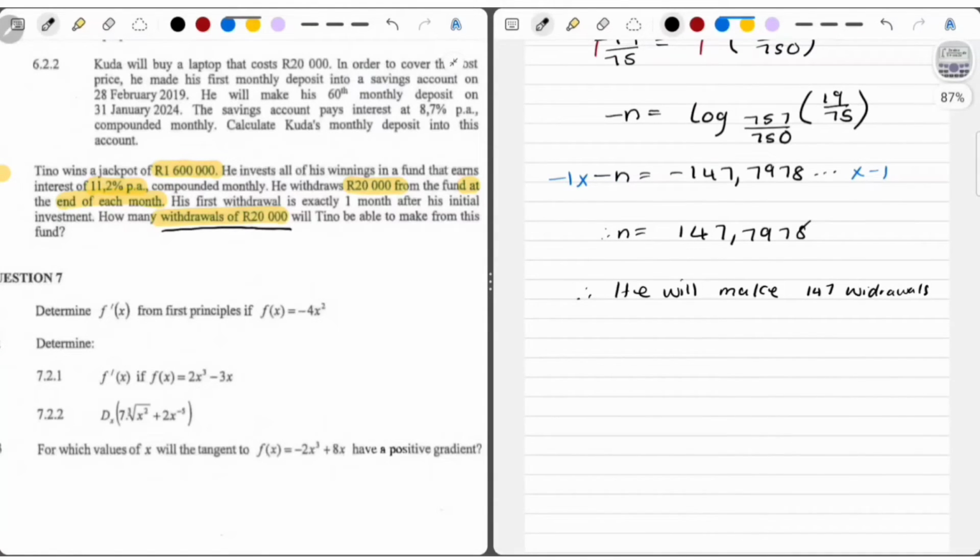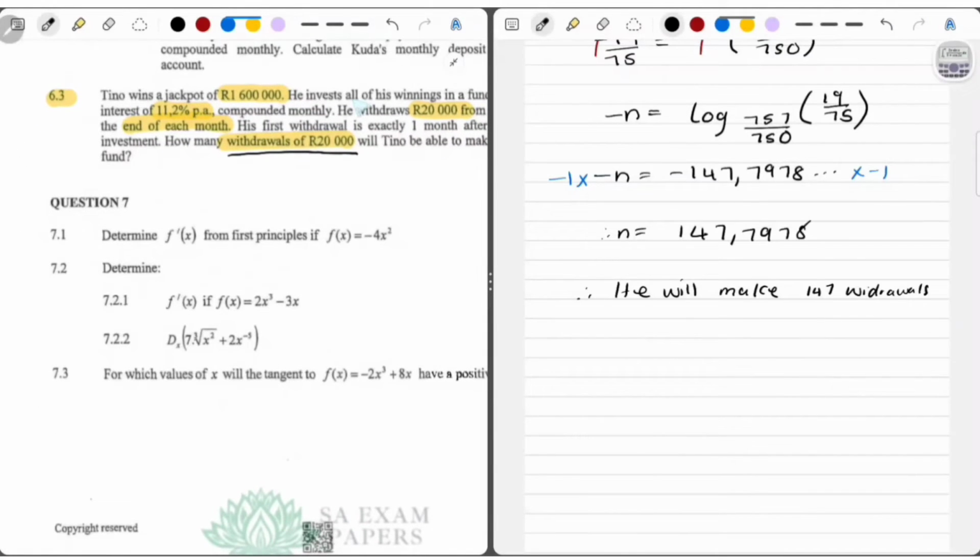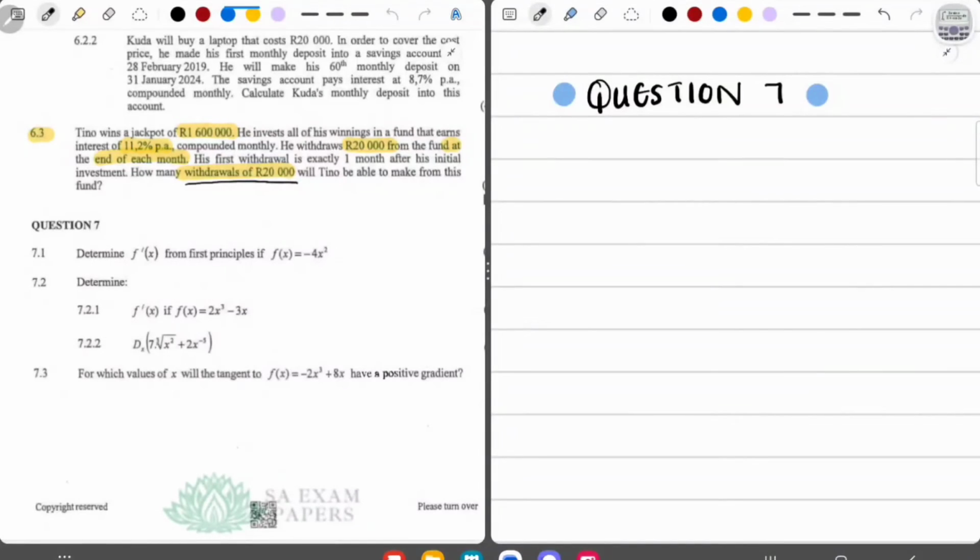So that is the end of question 6, and then we move on to question 7. Now we're on question 7, and question 7.1 says, determine f prime of x from first principles if f of x is equal to negative 4x squared. So this is a place that you can really score marks. You just have to make sure that you're very careful.